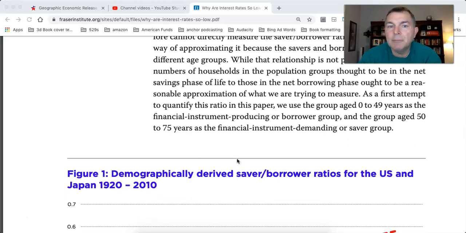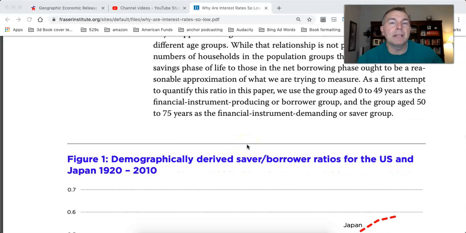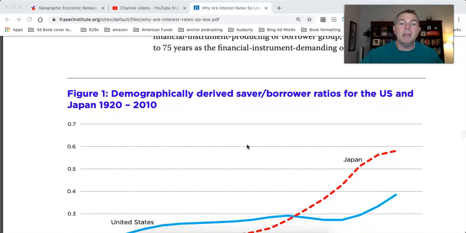As a first attempt to quantify this ratio in this paper, we use the group age 0 to 49, which would include us, my wife and my family, as the financial instrument producing group, i.e. the debtors, the borrowing group, and the age group 50 to 75 as the financial instrument demanding, or the saver group.